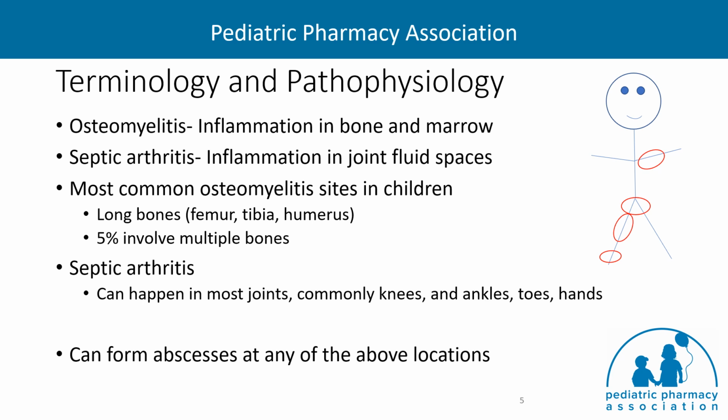And importantly, these can happen in combination, so you can have a septic arthritis also with some osteo involvement, or vice versa. And you can have abscesses that form at any of the above locations in patients with septic arthritis and/or osteomyelitis.